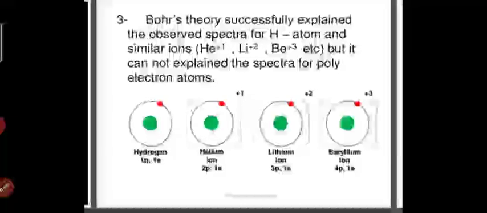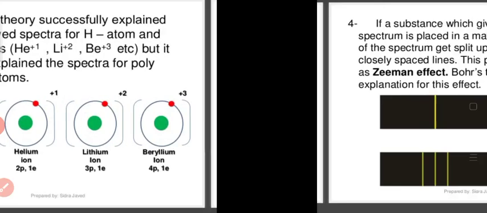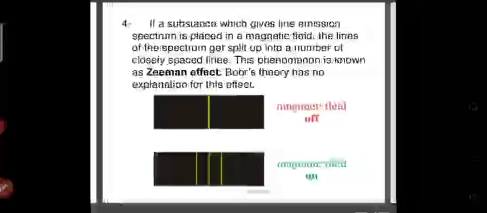So Bohr's theory successfully explained the observed spectra of the hydrogen atom and similar ions like He plus, lithium 2 plus, Be 3 plus, etc., but it cannot explain the spectra of polyelectron atoms. Next, if the substance which gives the line emission spectra is placed in a magnetic field, the lines of the spectrum split up into a number of closely spaced lines, and this phenomenon is known as the Zeeman effect. Using Bohr's theory, we don't have any explanation for this effect.